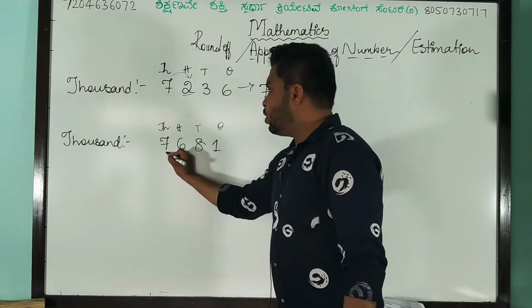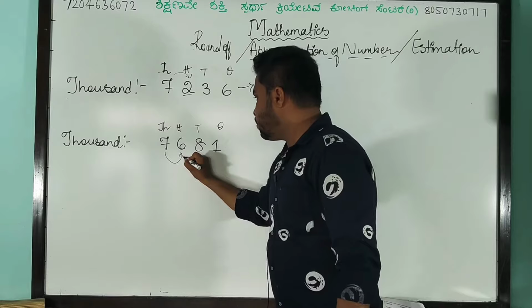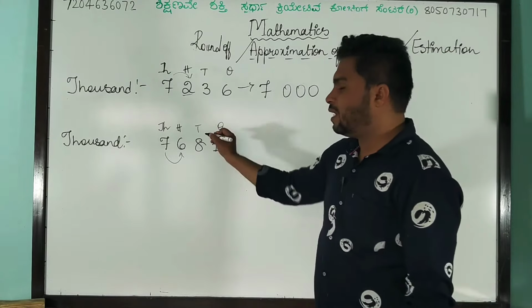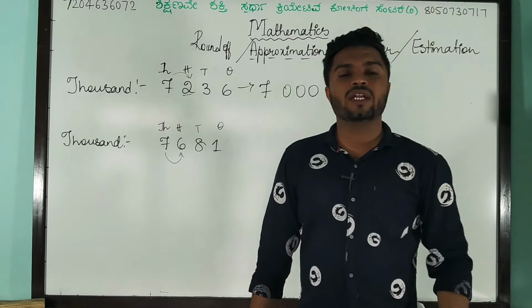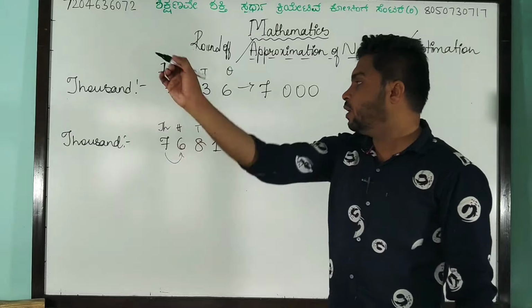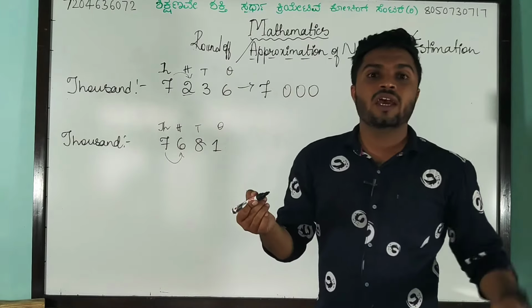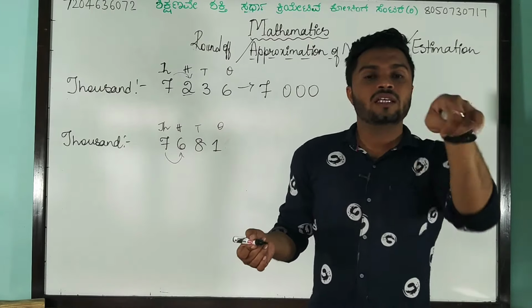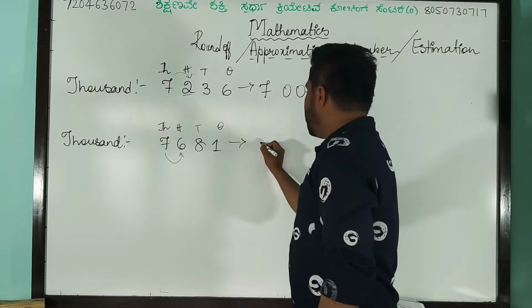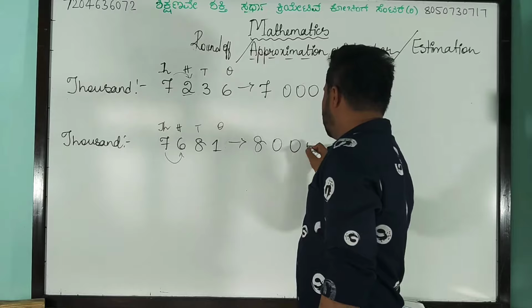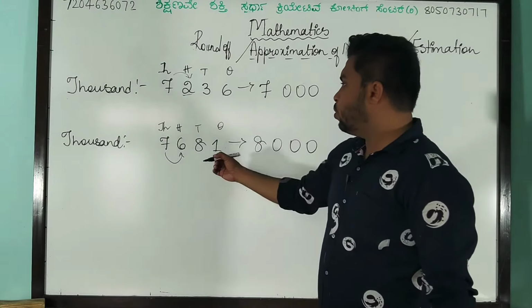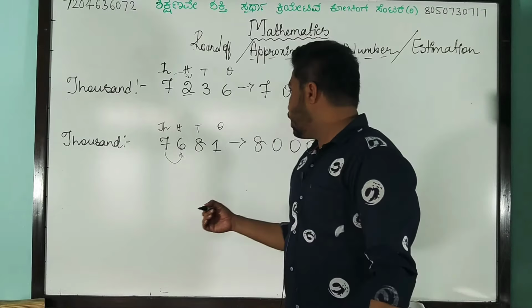Yes. What do you have? 7. You are going to see the number in the 100 place. What do you have in the 100 place? 6. 6 is more than 5. If it is more than 5, the number in the 1000 place increases by 1. 7 plus 1 becomes 8. So this becomes 8,000. Done? Yes.